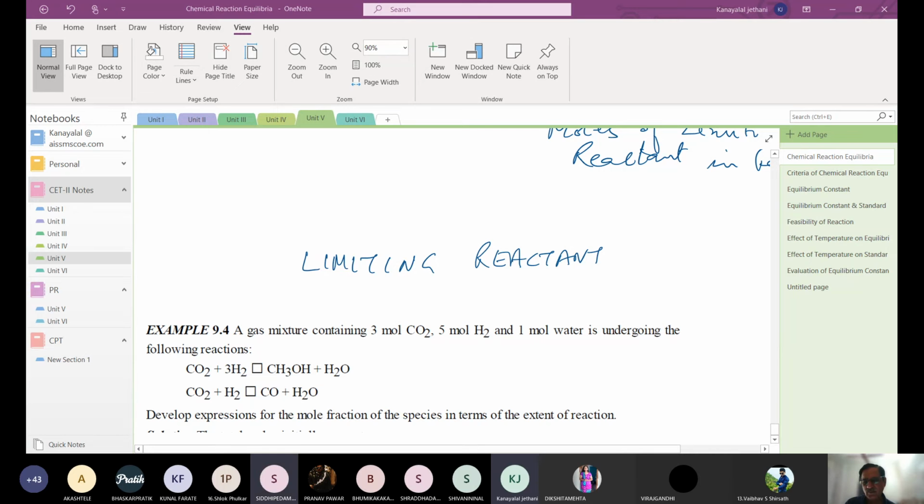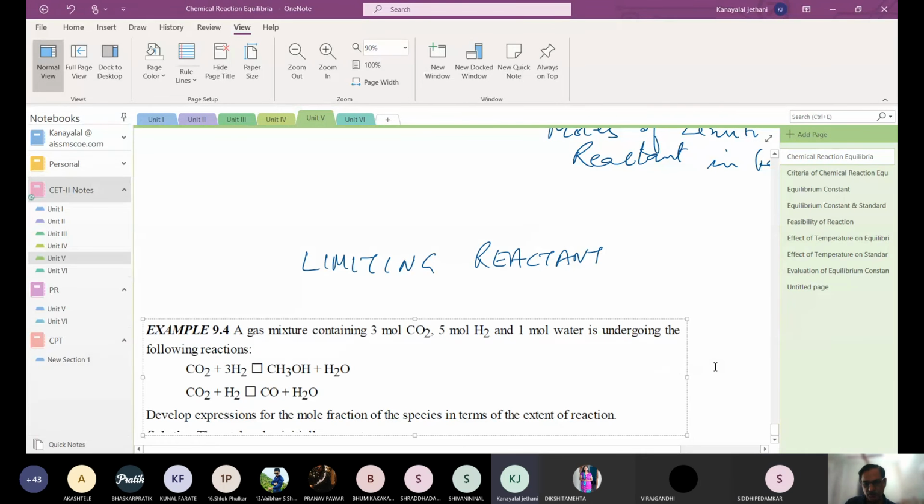Sir, I'm doing it. Sir, I have a doubt, what is n naught? N naught is the number of initial moles, the total number of initial moles, the summation of Ni0. That means the total number of initial moles.